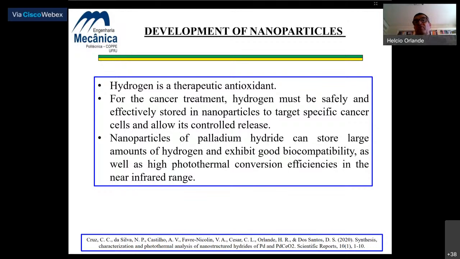Hydrogen is a therapeutic antioxidant that can selectively reduce the hydroxyl radical. For the thermal treatment, hydrogen must be safely and effectively stored in nanoparticles to target specific cancer cells and also to allow its controlled release. Then why palladium? Because nanoparticles of palladium hydride can store large amounts of hydrogen, and they exhibit good biocompatibility, as well as high photothermal conversion efficiency in the near infrared range.